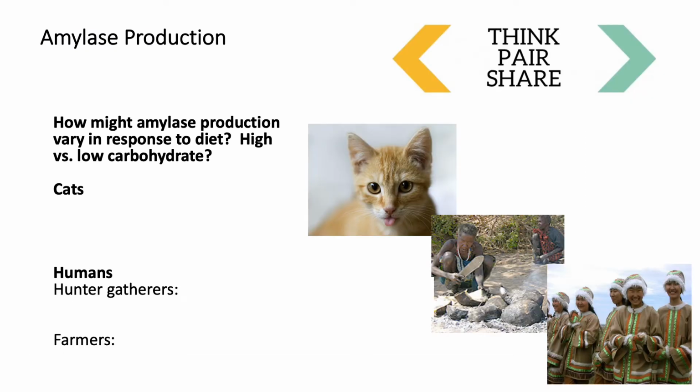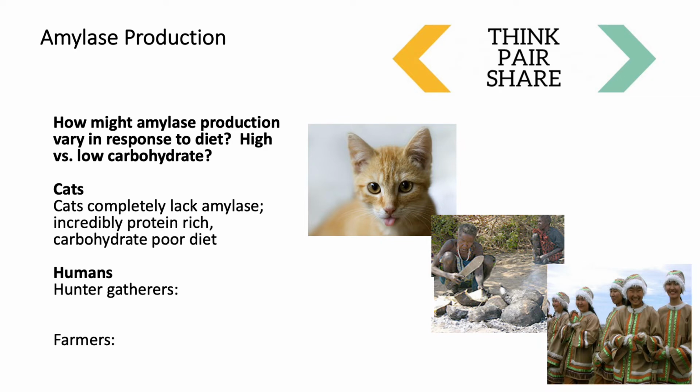Here's some cool information that Clark pulled together. I want you to think about how amylase production might vary in response to diet. So we may see that in certain organisms we see a lot of amylase production. In others, that production of amylase might be low. So let's first consider cats. You've got to think about the type of diet. Is that a high or a low carbohydrate diet?